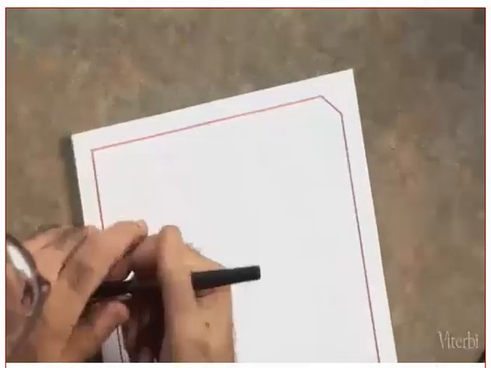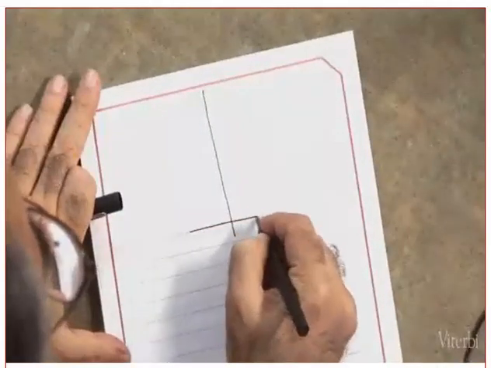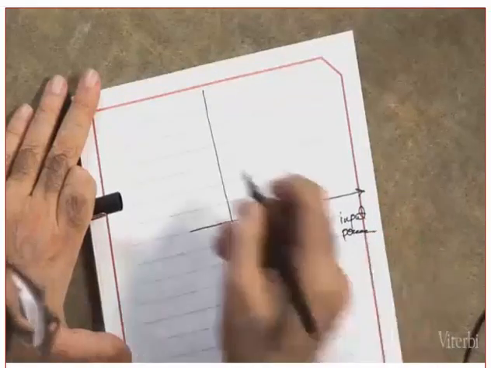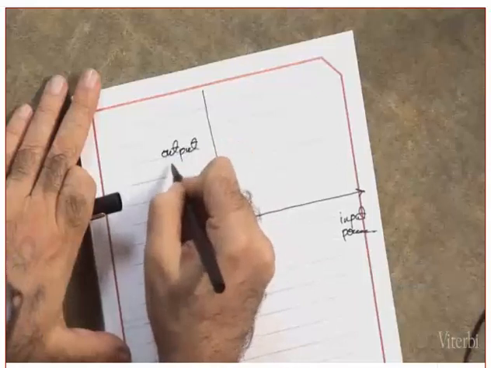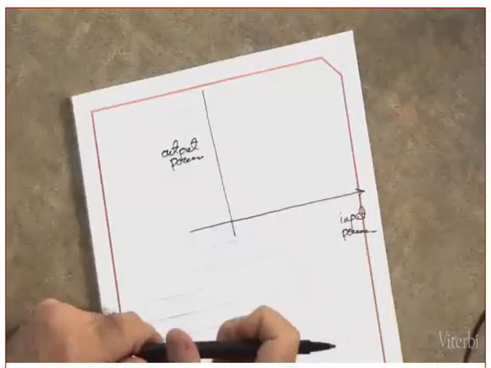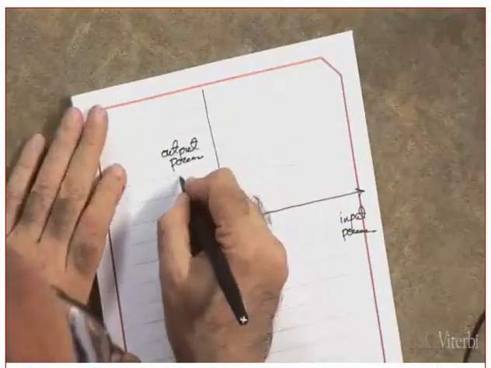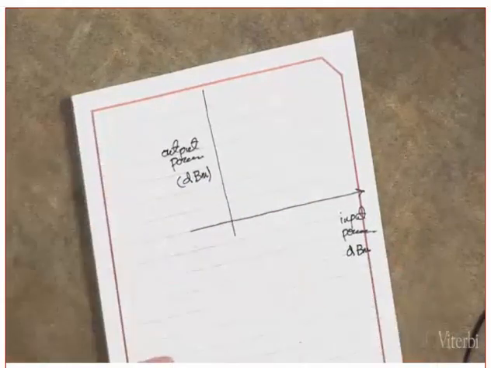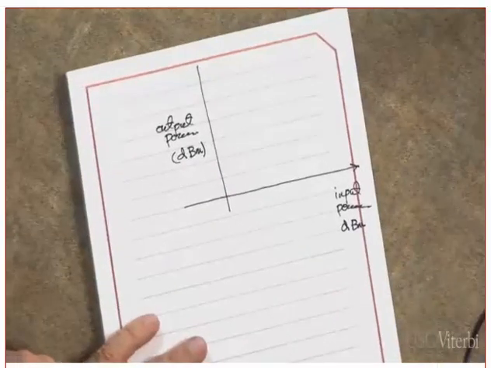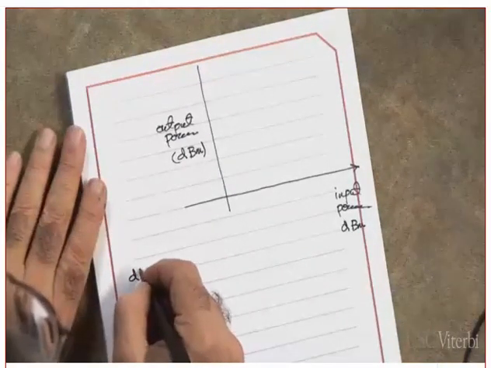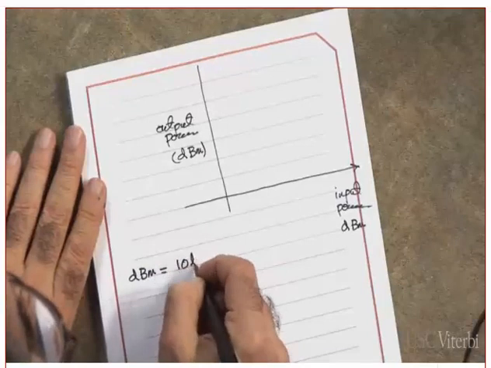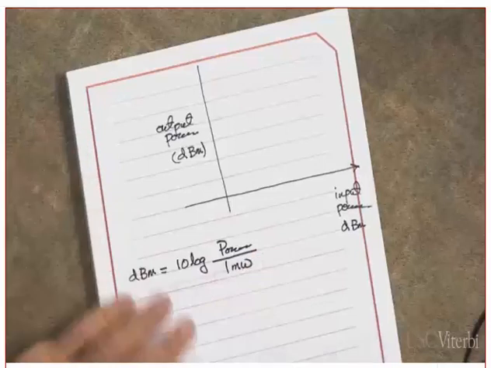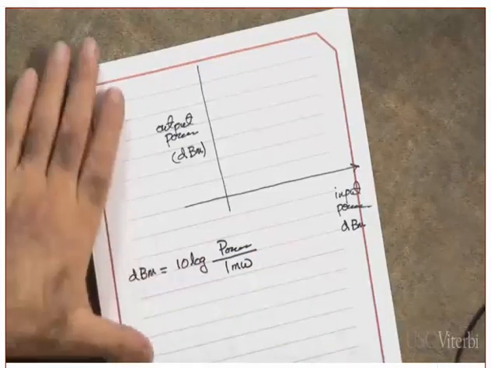Let's see if you have seen this before. What am I sketching? That's the input power. Is this a logarithmic scale? That's a logarithmic scale, which means this is in dBm. What does dBm stand for? dB milliwatt. Clear? In other words, dBm is equal to 10 log of the power over a reference of 1 milliwatt. Clear? Okay.